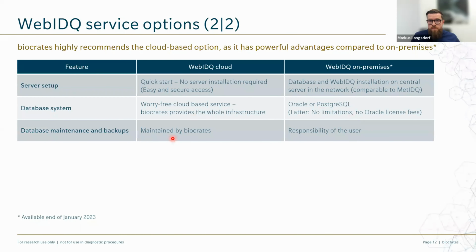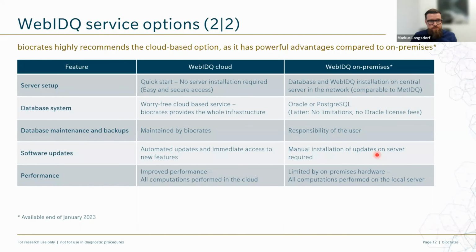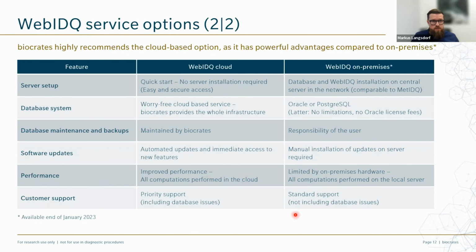In the cloud, the database is maintained by biocrates. With on-premises, the user is responsible for that. In the cloud, you will have automated updates and immediate access to the latest software. The on-premises requires manual installation. With the cloud, we have an improved performance as all computations are performed in the cloud. With on-premises, this is limited by the hardware. And last but not least, in the cloud, we can offer priority support, including database issues, what is not included with the on-premises version.